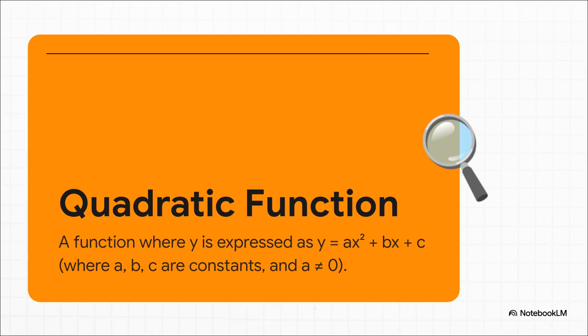And you'll notice a can't be 0. Why? Because if it was, that x squared term would just vanish, and poof, we're back to a straight line.